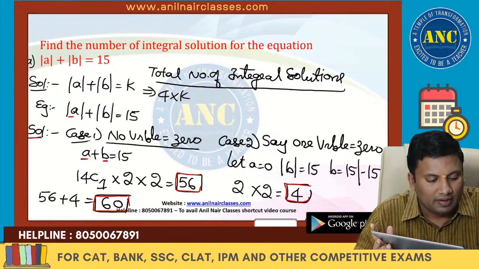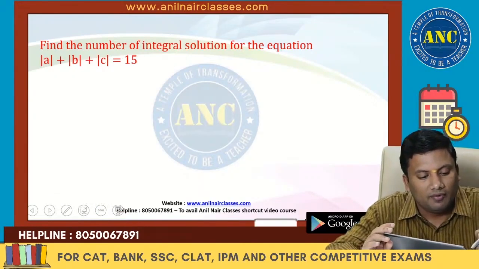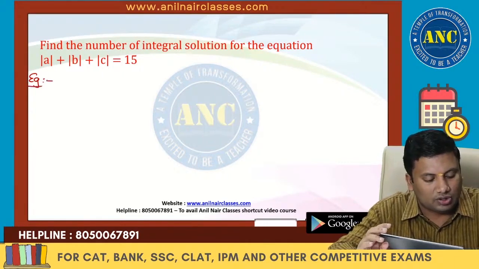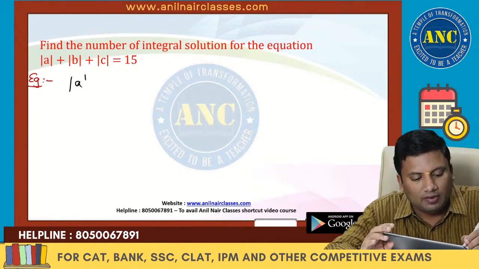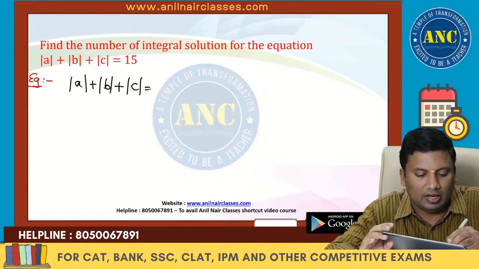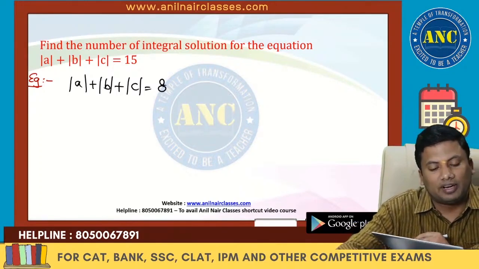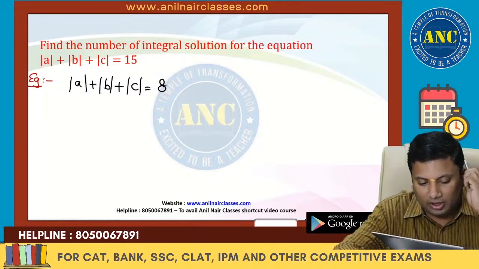This method, we will use it for 3 variables. Listen carefully. Very first we will take an example, then we will solve this question. With an example you will understand it clearly step by step. Find the number of integral solutions for the equation |a| + |b| + |c| = 8.